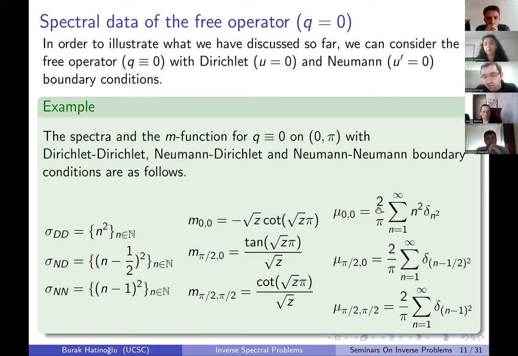As you can see, this measure is not summable, but it is Poisson finite. So that means if you divide this by 1 plus n squared, or 1 plus n to the 4, this sum will be summable. And the other two examples show what happens if we consider Neumann-Dirichlet and Neumann-Neumann boundary conditions.